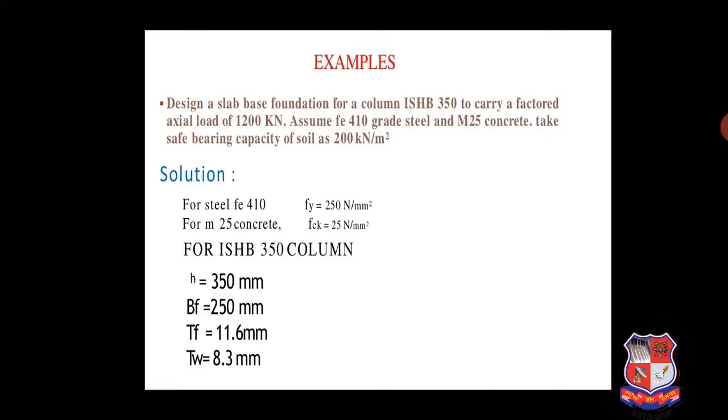So first we write down the steel properties according to the steel table for ISHB 350. For that we note down H is equal to, it means height, 350 mm, BF, it means width of flange, 250 mm, TF, thickness of flange, 11.6 mm, and TW 8.3 mm.